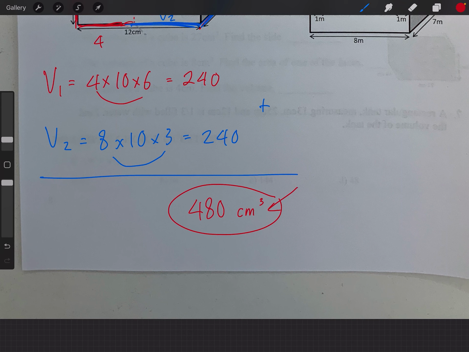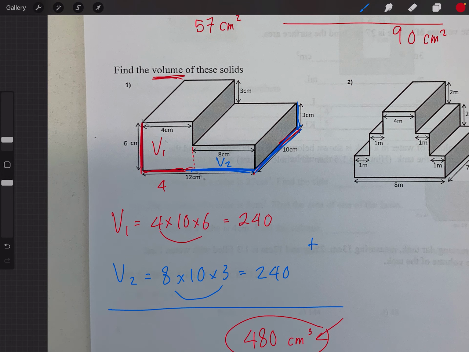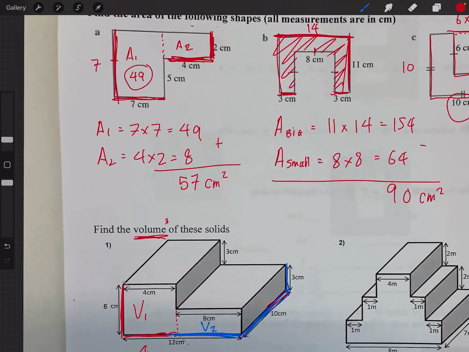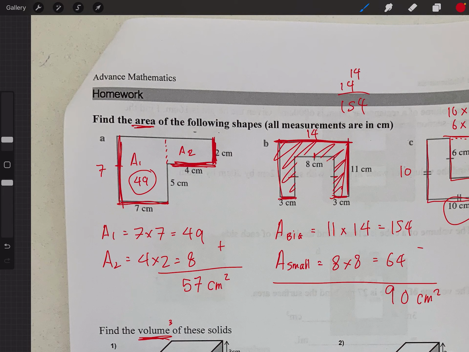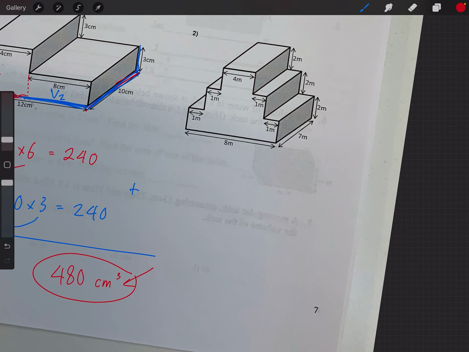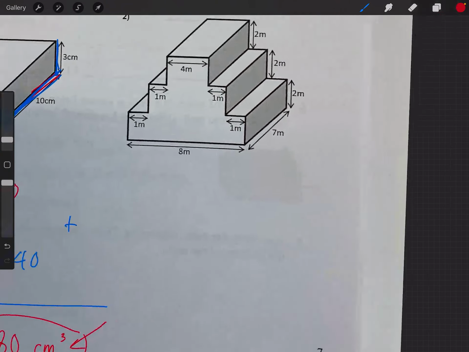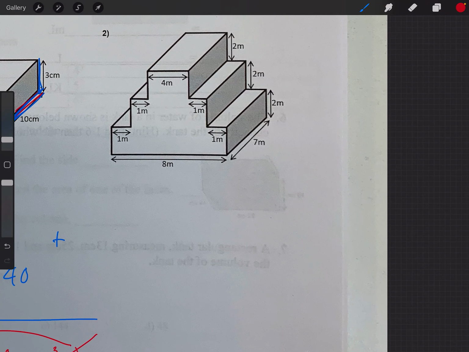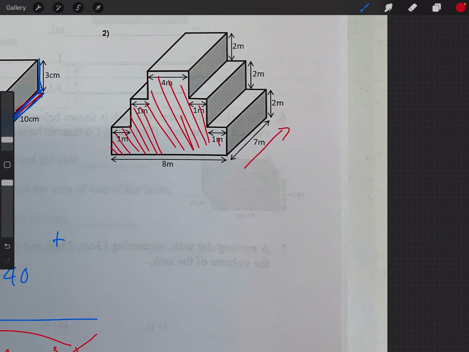Centimeters cubed because we're talking about volume, okay? So volume is always something cubed, whereas area is always something squared, okay? Now another way you can do it, so that's one way you can do it. Another way you can do it is you can find the area of this face here, and you just multiply it by 7.